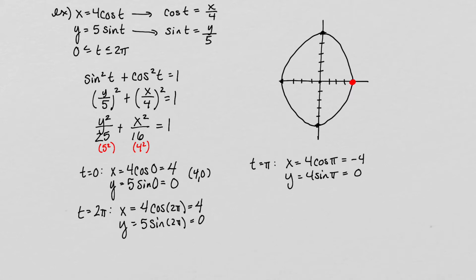Okay, so I know I have a point over here. Part of my problem, though, is I still don't know, did I go this way or did we go this way to get to that point? So we're going to have to pick one more. Right, so let's try pi over 2. So x is going to be 4 cosine pi over 2, so that's going to be 0. And y is going to be 5 sine of pi over 2, which would end up being 5.